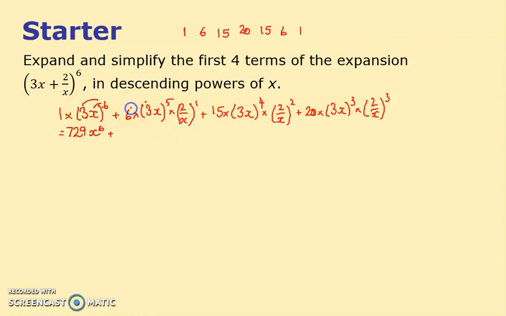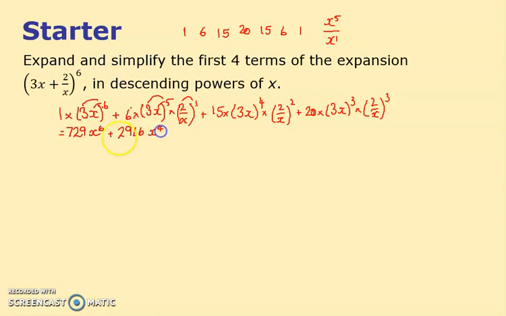Plus, now I do 6 times 3 to the 5 times 2 to the 1. I get 2916. Have I done that right? I'm just checking that again. 6 times 3 to the 5 times 2 to the 1. 2916, yeah, I did it right, I just didn't believe myself. 2916. Now again, just be careful, this is x to the 5, but then it's over x to the 1, and that's x to the 4.